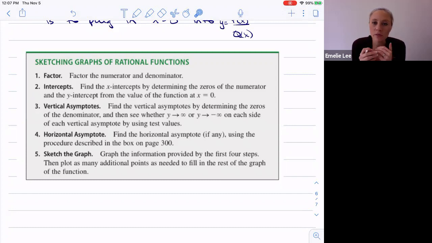But we've used test values before, and so that's the same idea that we're using here. We just need to know, is it going to positive infinity or negative infinity? So we're actually only going to deal with the sign of this thing again, right? We know it's going to go to infinity, but which direction?